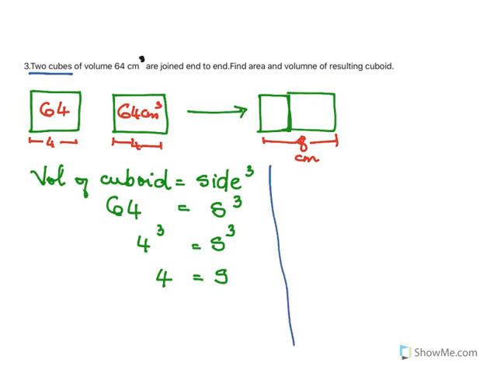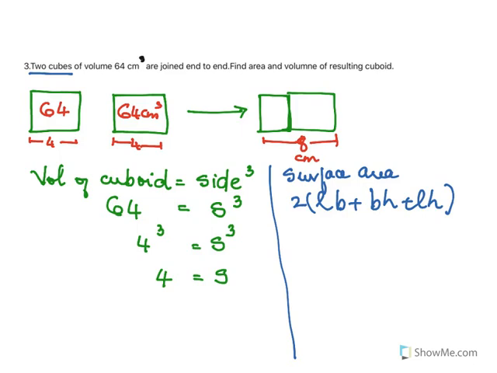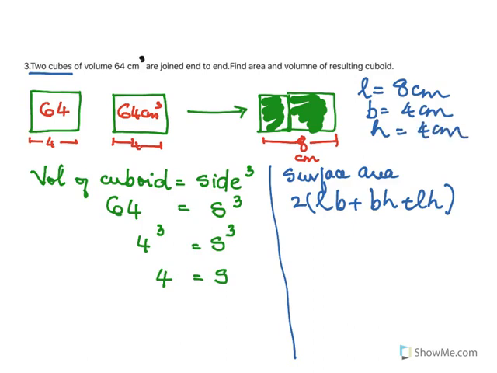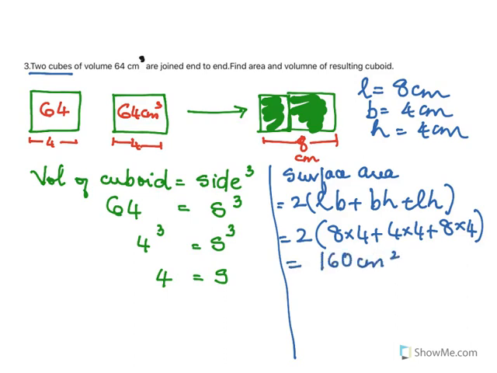So when you want to find the surface area of this figure, it will be 2 into (length into breadth plus breadth into height plus length into height). For the resulting cuboid, the length is 8 centimeters, the breadth is 4 centimeters, and the height is 4 centimeters. You put your values: 8 into 4 plus 4 into 4 plus 8 into 4. Your answer will be 160 centimeters square.